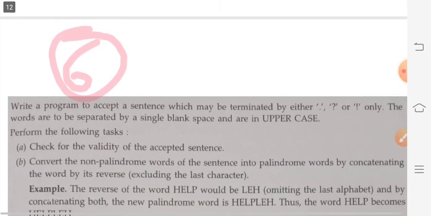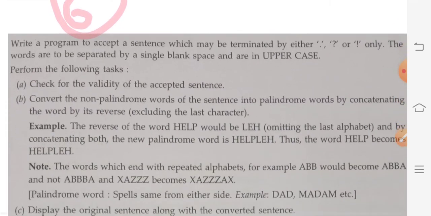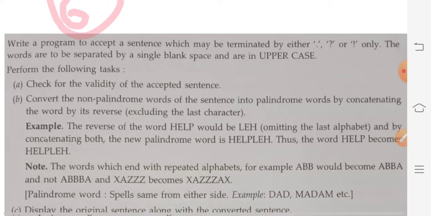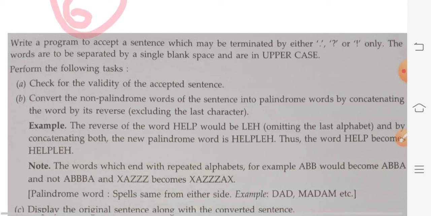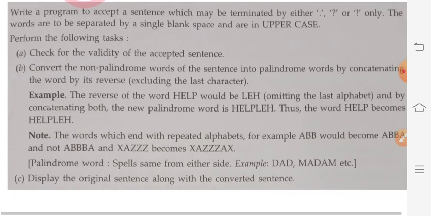here we have the sixth question. Go through this question. Write a program to accept a sentence which may be terminated by either dot, question mark or exclamation sign. The words are to be separated by a single blank space and are in uppercase. Okay. Then perform the following tasks. Check for the validity of the accepted sentence. Validity is what? That your sentence should be terminated by dot, question mark or exclamation mark. Okay, this is the validity for the sentence, first part.